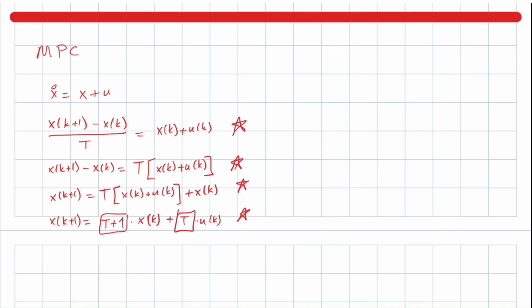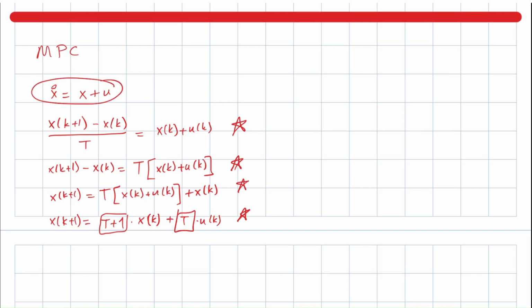Here T is the sampling period. I don't even need to talk about that much. You can take it like 0.1 or 0.001 or something, depending on how sluggish or how fast your system is. Okay, so first of all, the problem itself is linear.